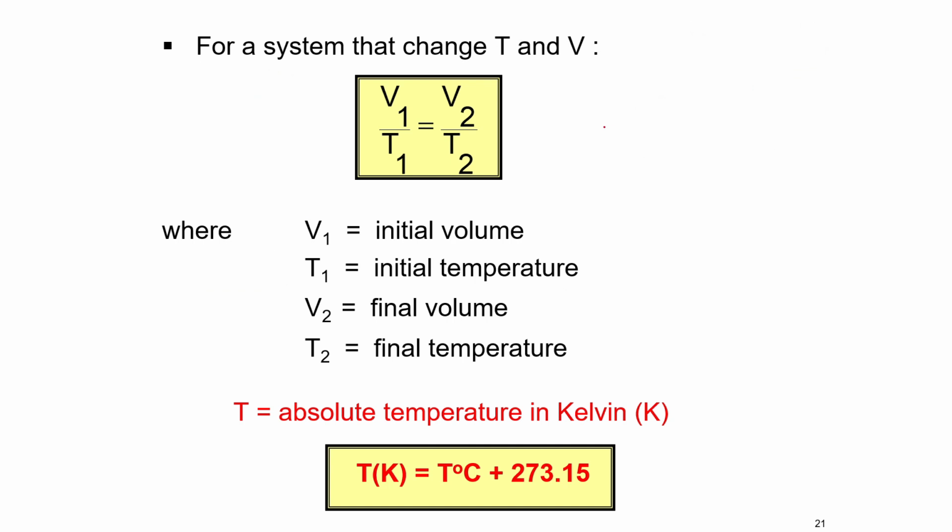So if we have two conditions, 1 and 2, we have V1 over T1 equal to V2 over T2. So temperature mesti semuanya dalam Kelvin, tukar kepada Kelvin, because dalam definition untuk Charles' law tadi dia define as absolute temperature, meaning temperature dalam Kelvin. So absolute temperature in Kelvin, conversionnya daripada degree Celsius kita just tambah 273.15 untuk jadikan dia Kelvin.